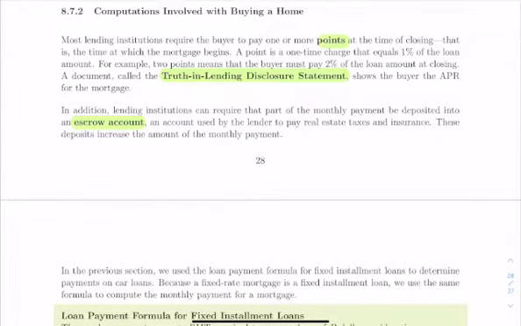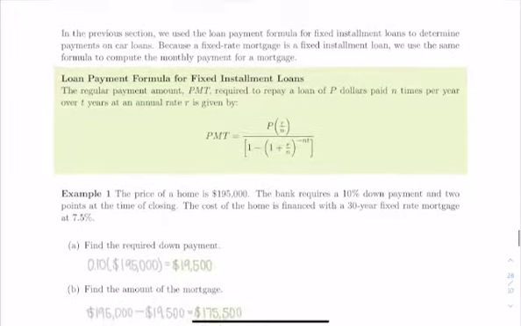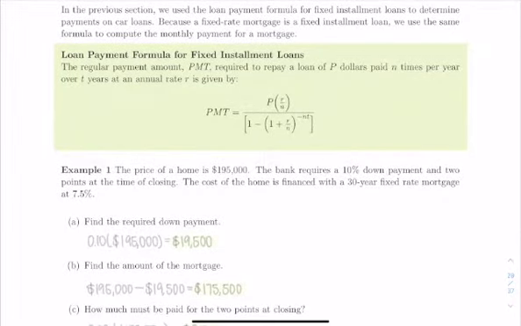In the previous section, we used the loan payment formula for fixed installment loans to determine payments on car loans. Because a fixed rate mortgage is a fixed installment loan, we use the same formula to compute the monthly payment for a mortgage. So the monthly payment for a car and for a fixed mortgage use the exact same formula, the one we've already seen in a previous section. PMT is equal to P times R over N divided by 1 minus 1 plus R over N raised to the negative NT. So let's go ahead and look at example number 1.